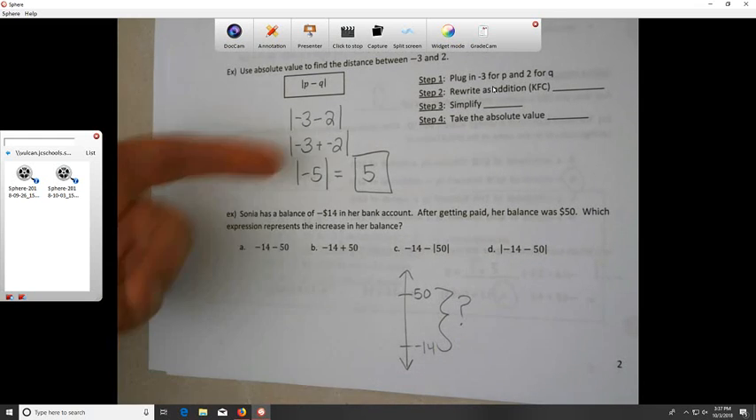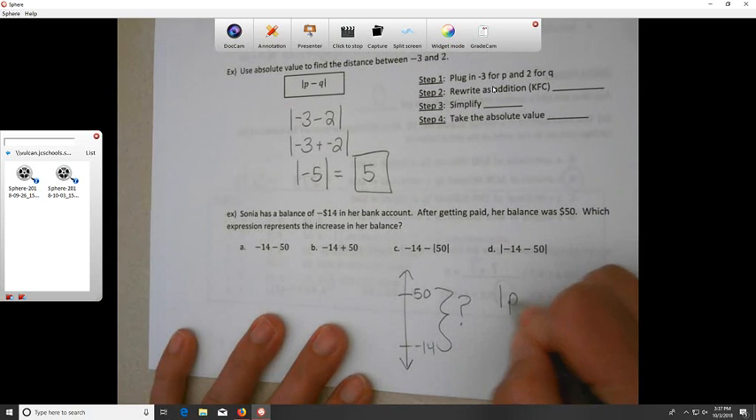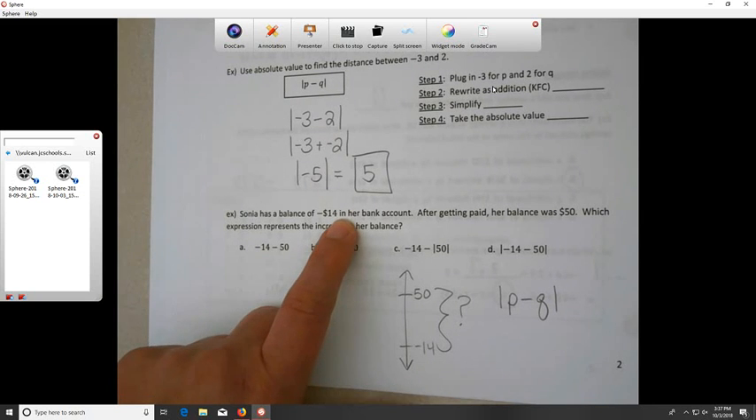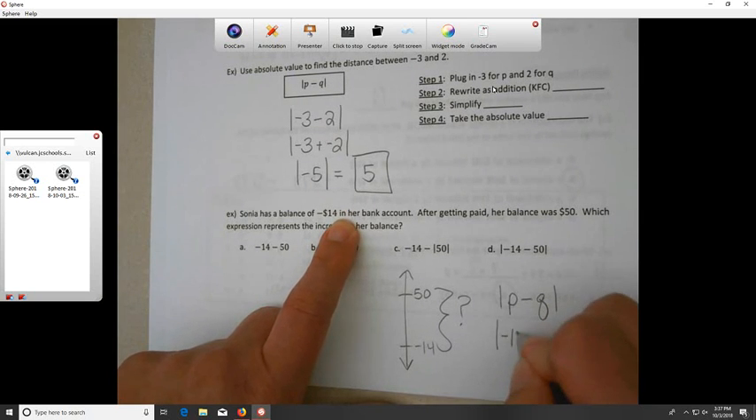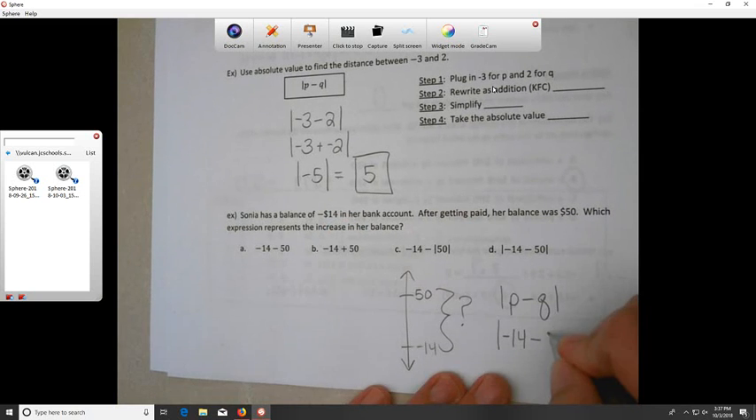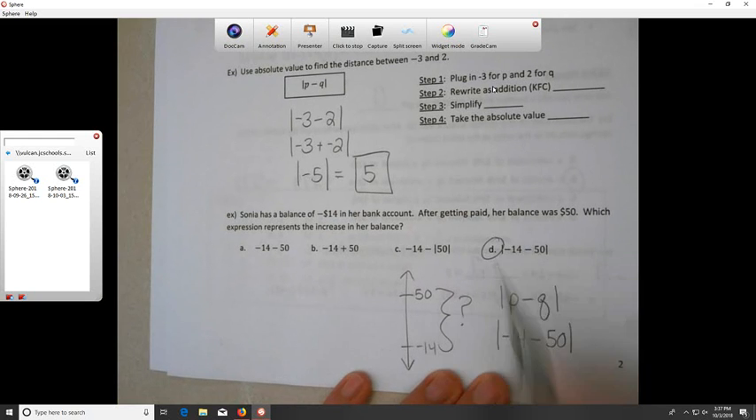Alright, so I can use my formula to figure that out. So it would be absolute value of P minus Q. So if the first number is P, I would have the absolute value of negative 14 minus, and then the second number is Q. This is what I end up with, which is the same as choice D.